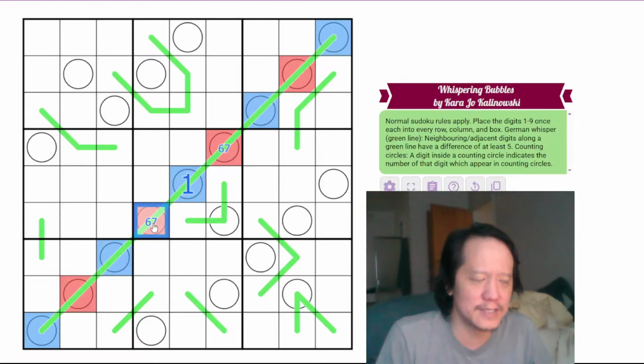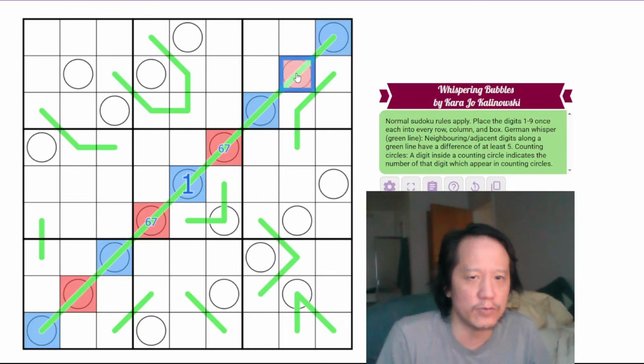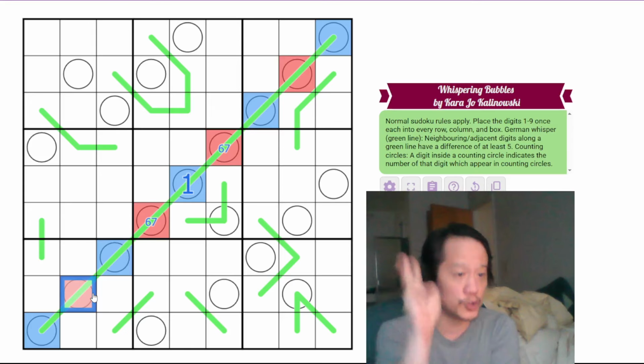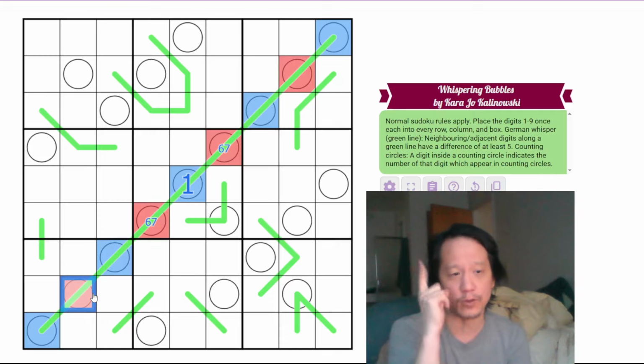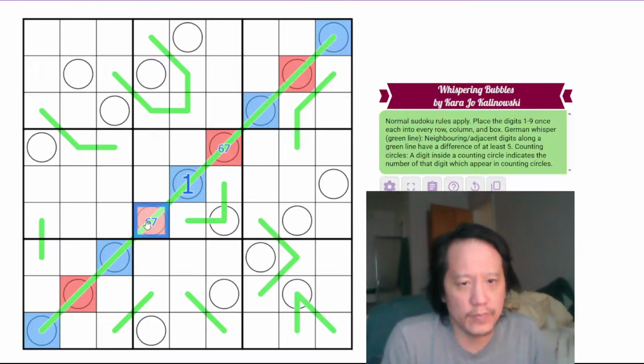Can it be 6 and 8? No. If it's 6 and 8, you're still guaranteed to have a 1 here. If you had 6 and 8 here and 6 and 8 here, there would be 1 here and 1 required here, and they're both circles, and therefore there would be 2 1s, which is not possible. You can only have 1 1. So if we tried 6 and 8 here, that doesn't work. 6 and 8 here doesn't work.